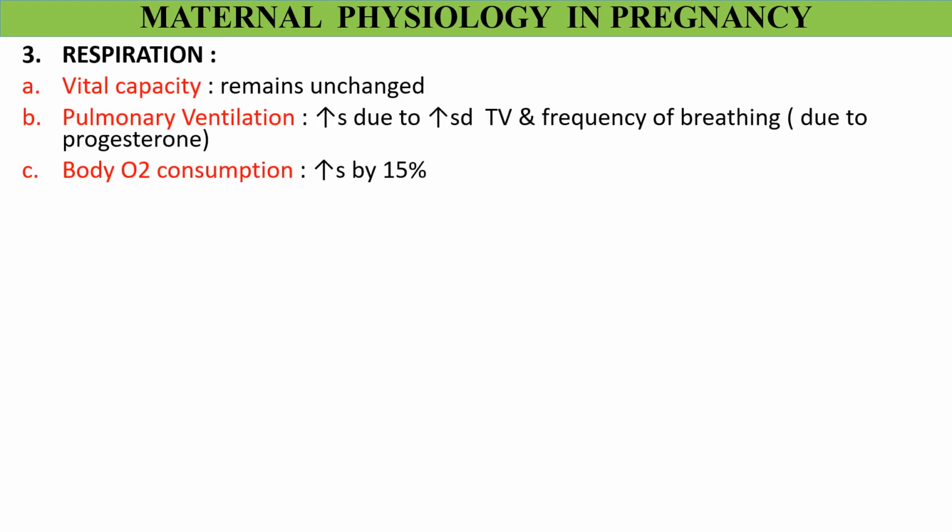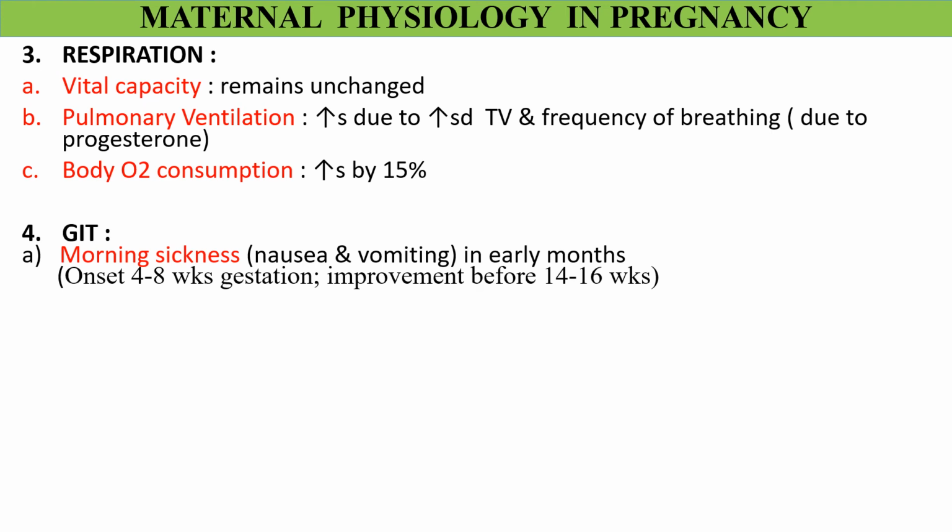The vital capacity remains unchanged, whereas the body's oxygen consumption and the pulmonary ventilation rate both increase. This is known to be caused by the hormone progesterone. Some females may experience morning sickness like nausea and vomiting in the early phase of pregnancy.